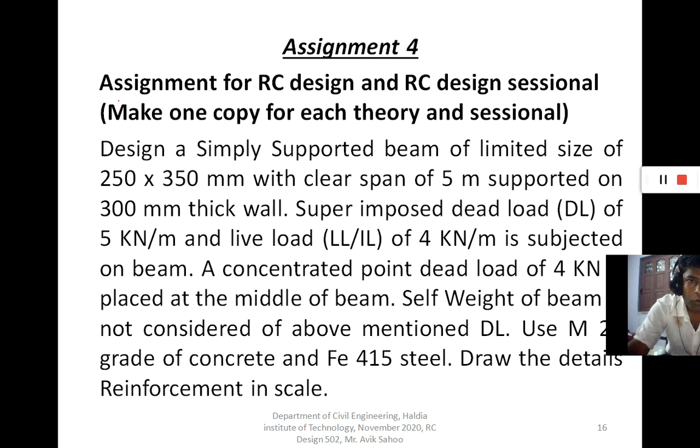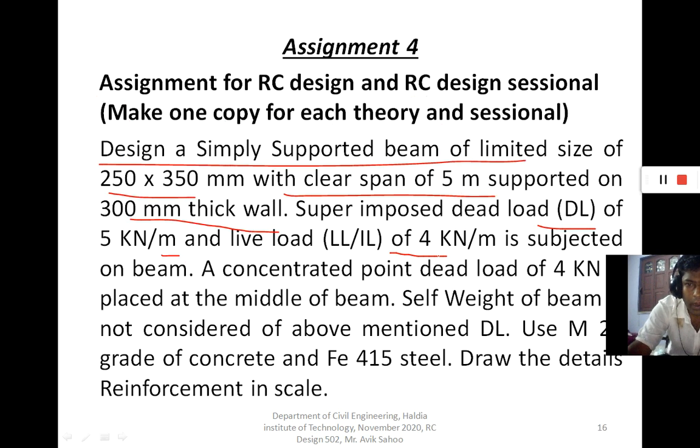So this is assignment 4, assignment for RC design theory and RC design sessional. Make one copy for each theory and sessional. Design a simply supported beam. Again the width is 350 mm with clear span 5 meter, supported on 300 mm thick wall. Superimposed dead load 5 kN given, live load 4 kN given, and the beam is subjected to a concentrated point dead load of 4 kN placed at the middle of the beam. Self weight of beam is not considered in the above mentioned dead load. Use M20 grade of concrete and Fe450 steel. Draw the details of reinforcement to scale. Okay, this is the assignment I have given.